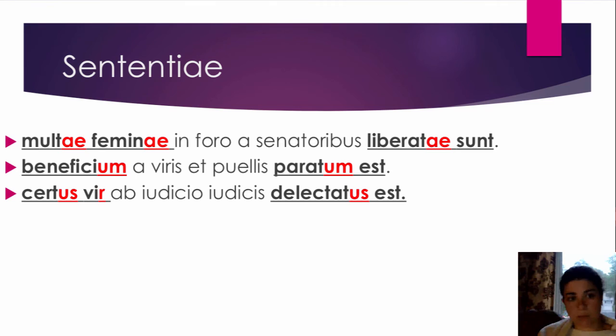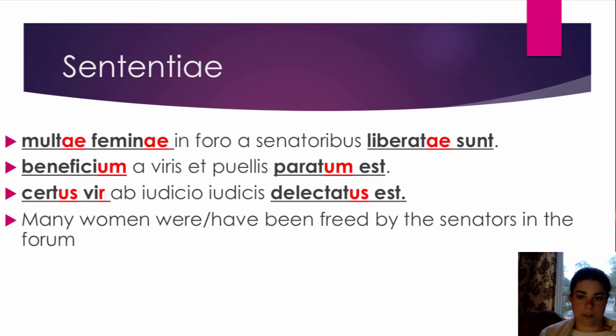Okay, so let's go over this. Multae feminae in foro a senatoribus liberatae sunt. So we know we've got to start with multae feminae, many women. Liberatae sunt, have been or were freed. In foro, in the forum, a senatoribus, by the senators. So, now let's take a look at the next one. Beneficium a viris et puellis paratum est. So, here we have the good deed or the favor, paratum est, has been prepared or was prepared, a viris et puellis, by the men and girls.